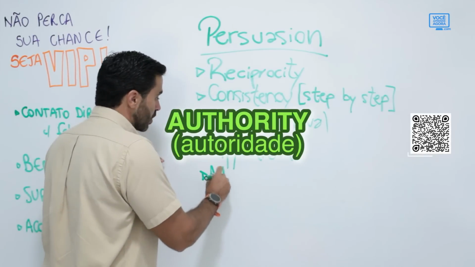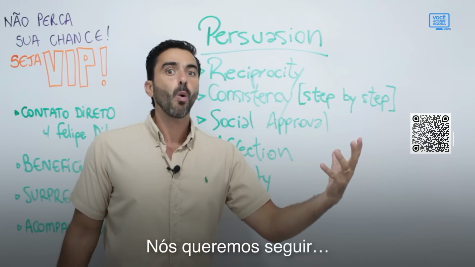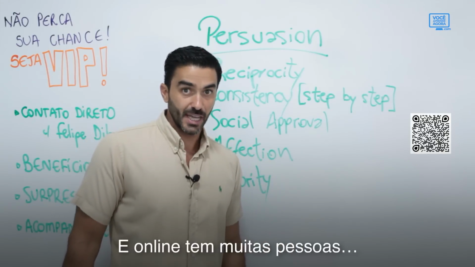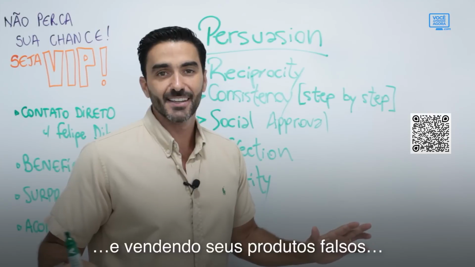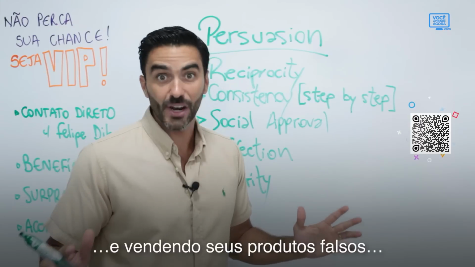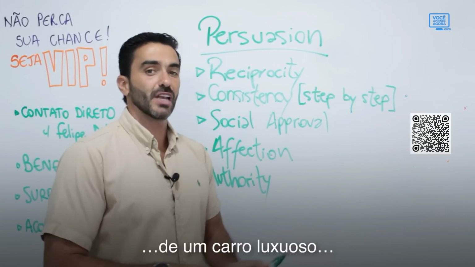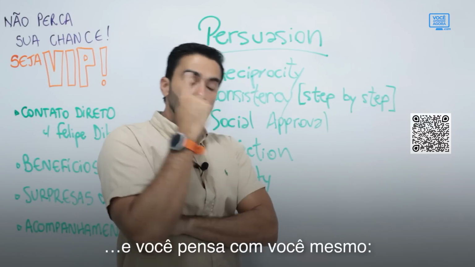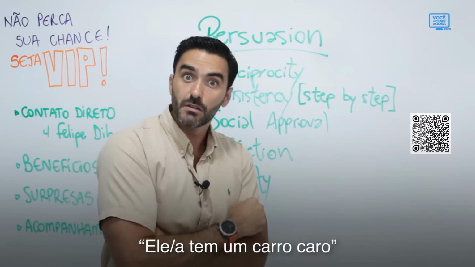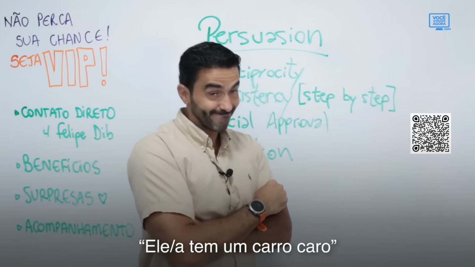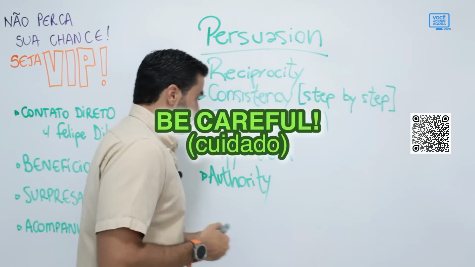Another one, authority. Authority. We want to follow people who are experts in their fields. And online, there are a lot of people inventing a lot of things and selling their fake products to a lot of people. Authority. You see someone in front of a luxurious car and you think to yourself, this person must be competent because he or she owns an expensive car. Sometimes we are cheated by these guys. Be careful.